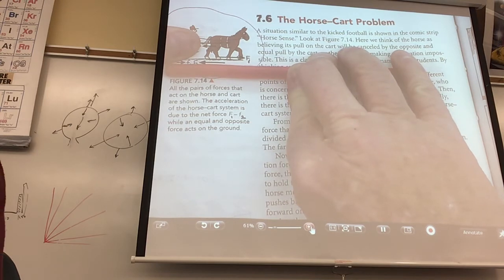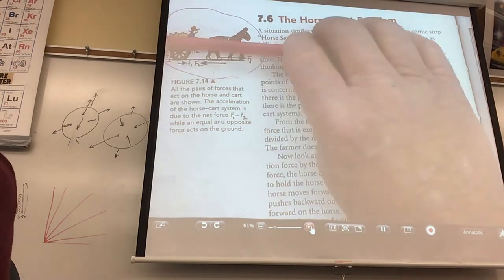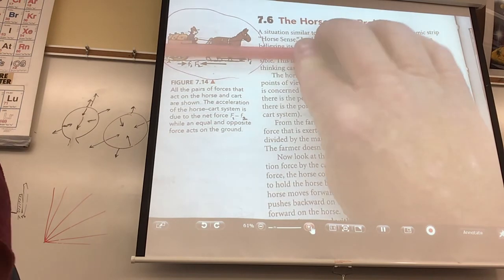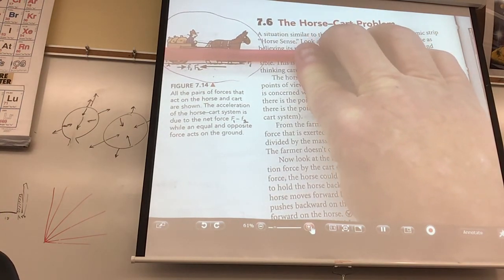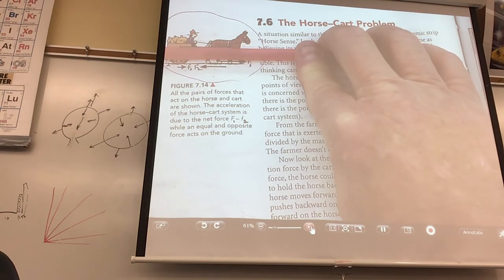Okay, Ryan, your turn. Tell me about the ground. What will happen to the ground? Well, because big F2 is greater than little F1. What's going to happen then? The ground's going to go left. Accelerate. There you go. Accelerate to the left. All right.